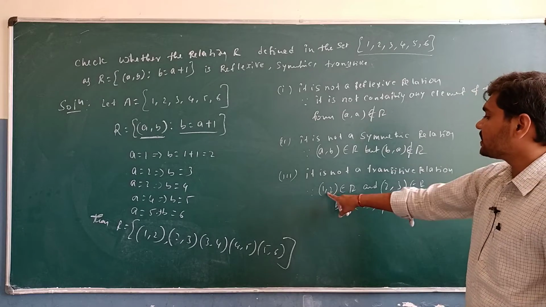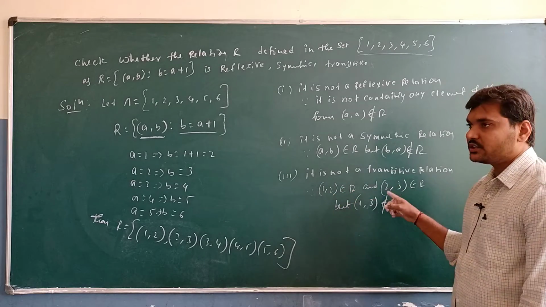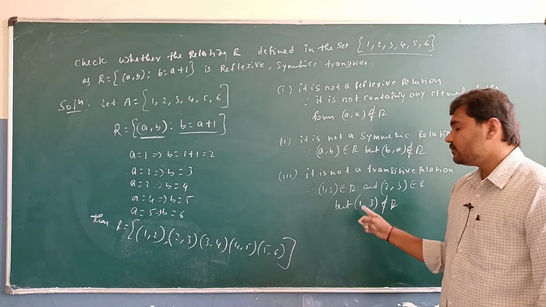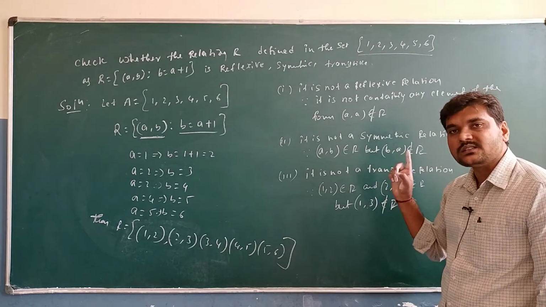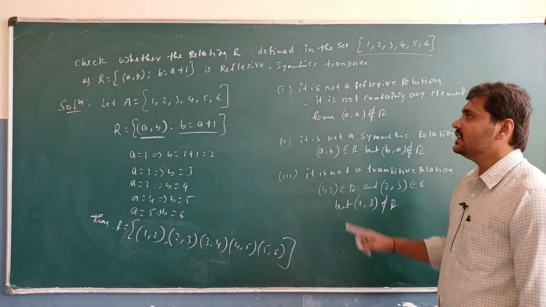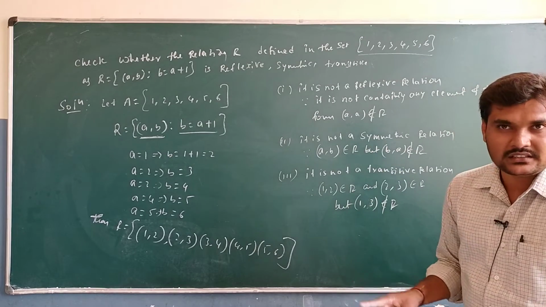Because observe here, (1, 2) belongs to R, and (2, 3) belongs to R, but (1, 3) does not belong to R. So it is not reflexive, it is not symmetric, it is not transitive, or we can say that it is not an equivalence relation.